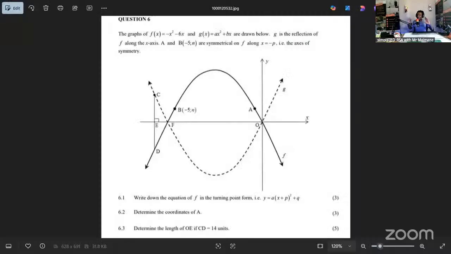Now, the next one depends on the confidence that you have. The whole story of A and B being symmetrical is coming into play now because we are required to get the coordinates of A. You guys can do it on your own and send me the pictures.